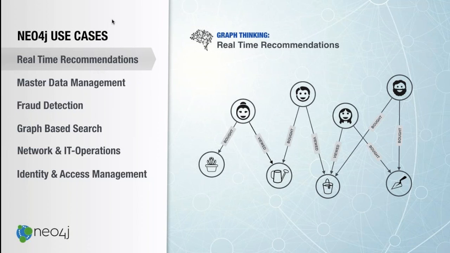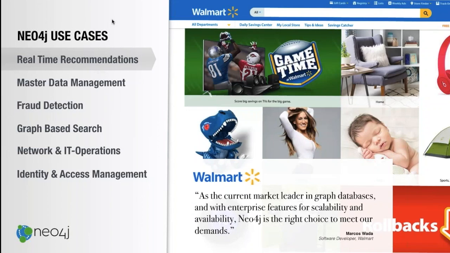We've got some very well-known users, the biggest of which is probably Walmart, who use Neo4j for driving their website recommendations. Of the four largest US retailers at the moment, three are using Neo4j. So that's a good use case for a graph.